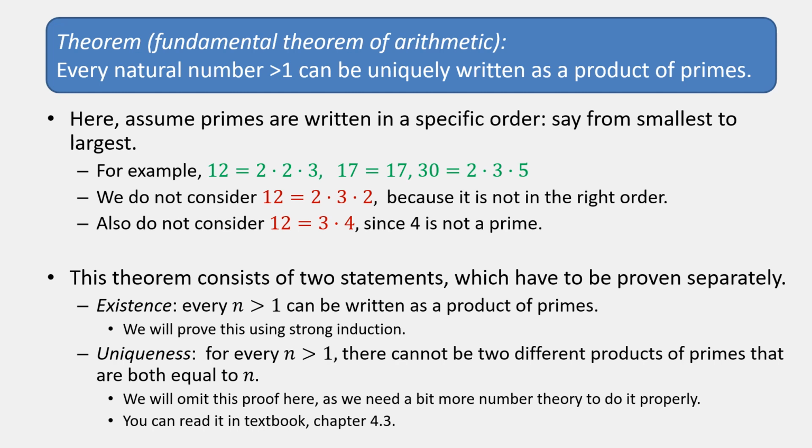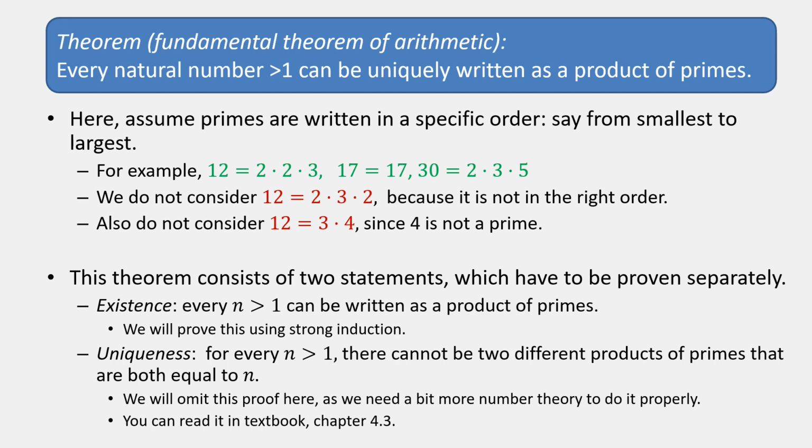So there are two statements in this theorem. One of them is the existence statement that says that every natural number can be written as a product of primes. And this statement is the one that we are going to prove using strong induction. Another part of proving the theorem is to show that there is no more than one way to write every number as a product of primes. And this one, let's skip for now. If you're interested, you could look at chapter 4.3, because we need some algorithms that you will see in 1001 in order to do a good job proving it.